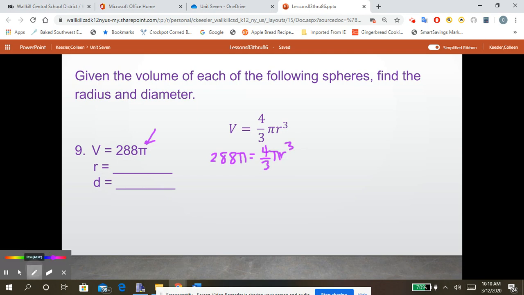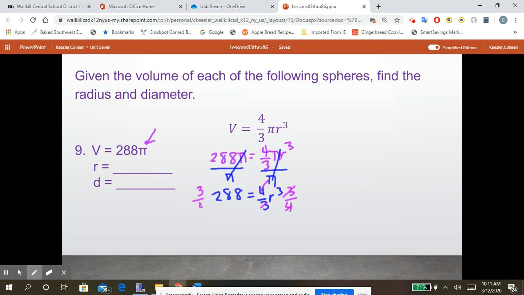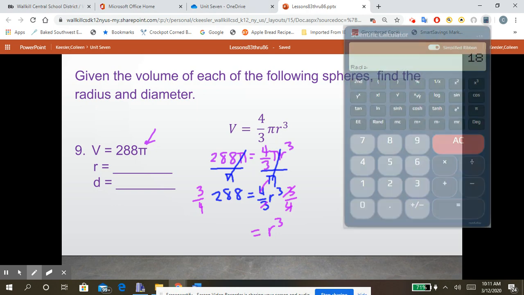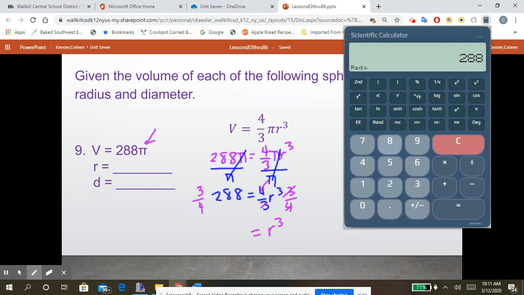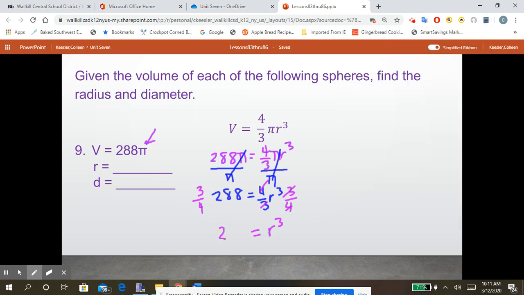So let's start by getting rid of the pi. So we divide by pi and divide by pi. So 288 equals 4/3 r cubed. Then we want to get rid of the 4/3, so we're going to multiply by the reciprocal, which is 3/4. That's going to isolate the r cubed. And we'll do 288 divided by 4 times 3 gives us 216.